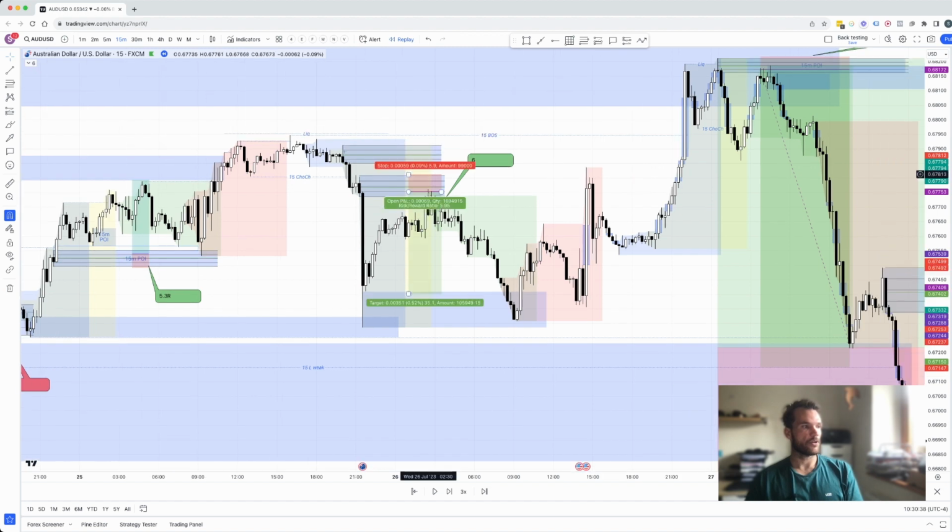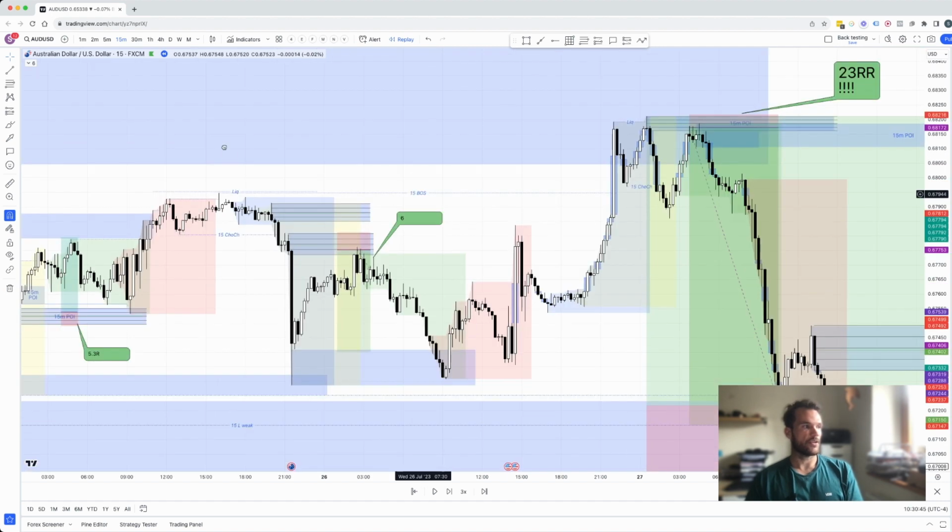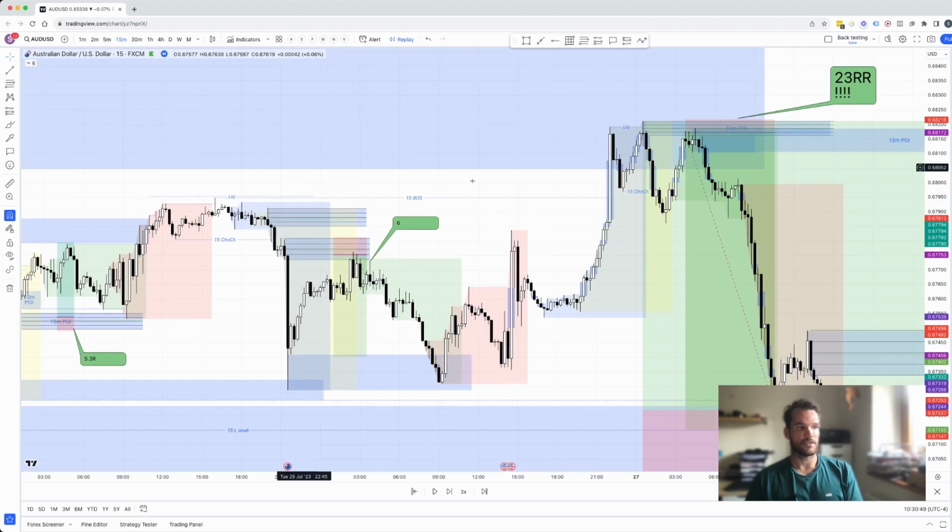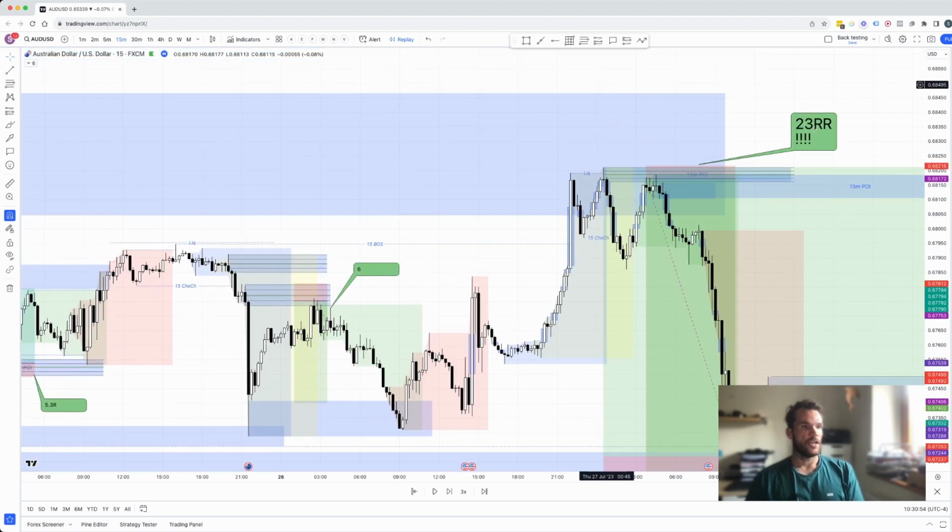We weren't really looking for longs at this point because we had already tapped into the discount zone. However, we did push through. We were aware there was liquidity here. There was imbalance in this little gap here. We had another 4-hour point of interest here. So this is where we had an epic 23 risk to reward trade.